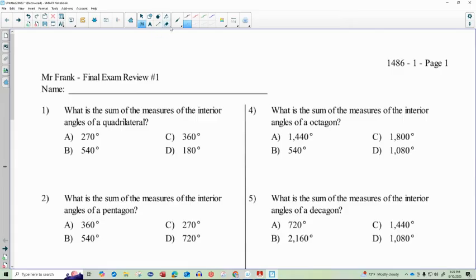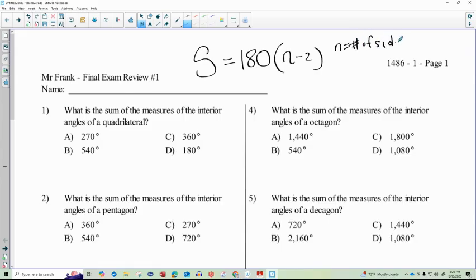Let's get started. Questions 1, 2, 3, 4, and 5 have to do with the sum of the measures of the interior angles of any polygon, and they have a very simple formula, which is S, the sum, will be equal to 180 times n minus 2. Well, what's n? N is your number of sides. So that's really the only tricky part, knowing how many sides a figure has based on the name.